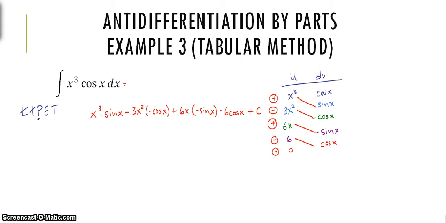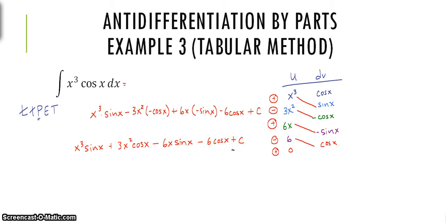And it's a little shortcut for going through multiple iterations of integration by parts. The only thing I would do for this answer is clean up signs a little bit, but otherwise it's just fine. X cubed sine x plus 3x squared cosine x minus 6x sine x minus 6 cosine x plus c.